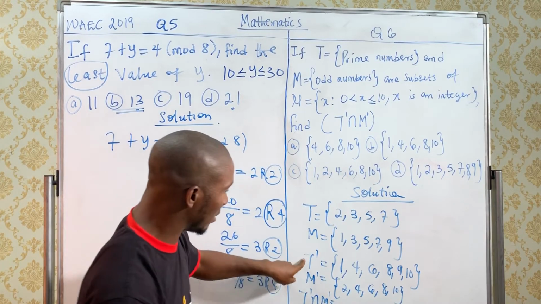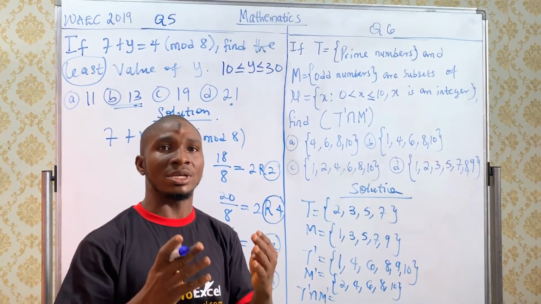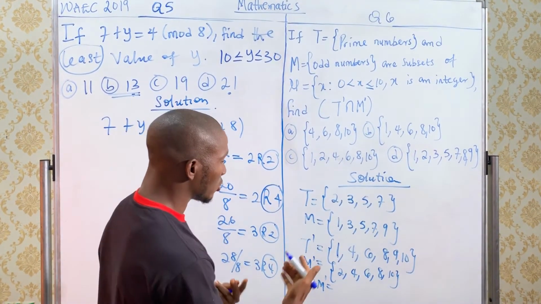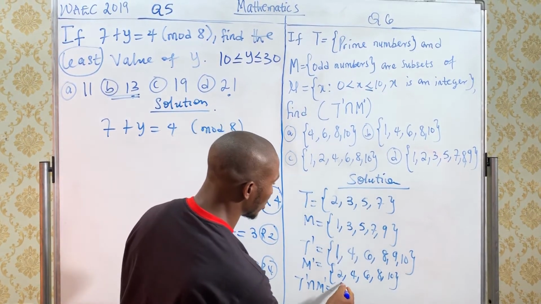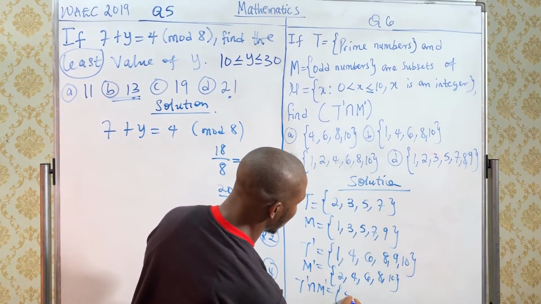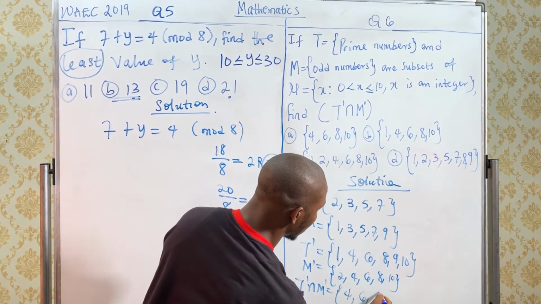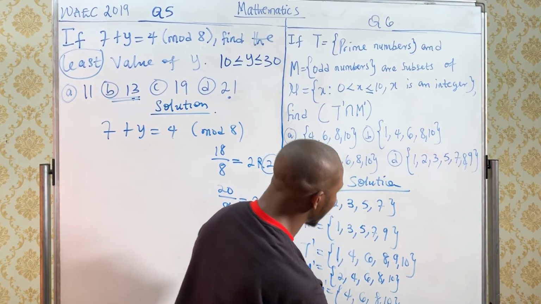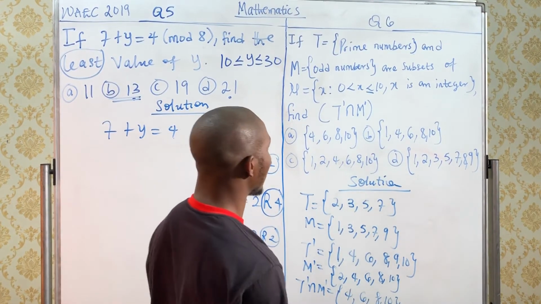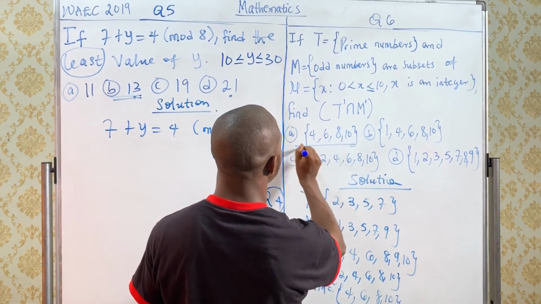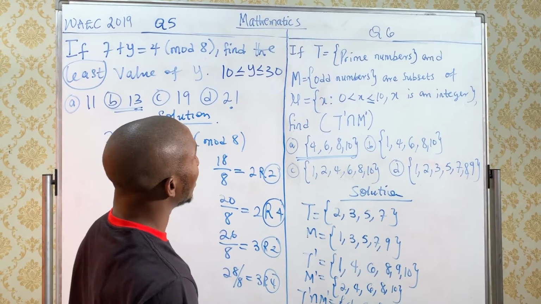Now, between these two, let's look at the intersection. Intersection means what is common between the two. So what is common between T' and N'? Let's look at it. 4 is common. 6 is common. 8 is common. And 10 is common. So our answer is 4, 6, 8, 10. That's option A. That is question number 6.